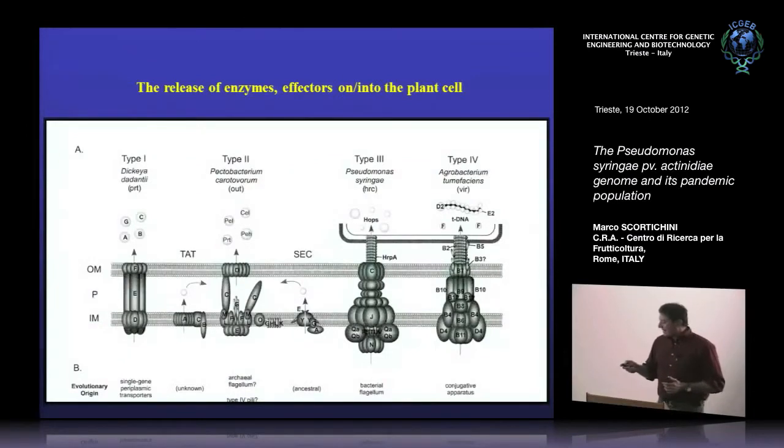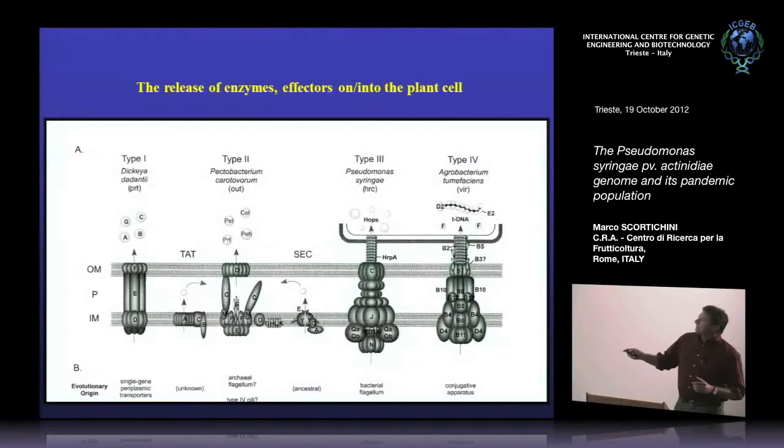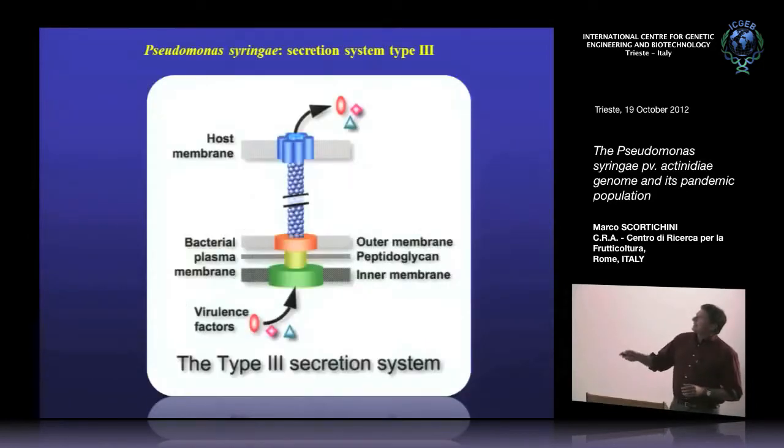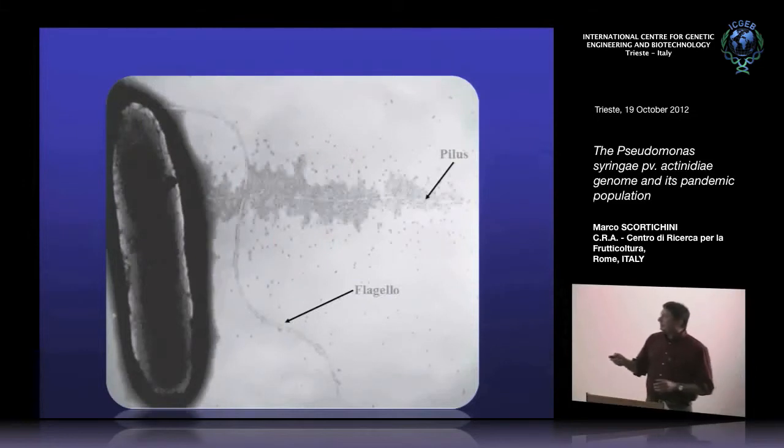As an example, the type 3 is like a little syringe. You will see better in an electron microscope picture that it injects the effectors, really passing through the cell wall. Similar to the type 4 of Agrobacterium tumefaciens, that, as you know, introduces a piece of the Ti plasmid that promotes the proliferation of the plant cell. So the secretion system, the mechanical, physical system, is very similar, but the strategy is different. This is the diagrammatic picture of the type 3 secretion system. This is the host membrane, this is the syringe, and the release of effectors.